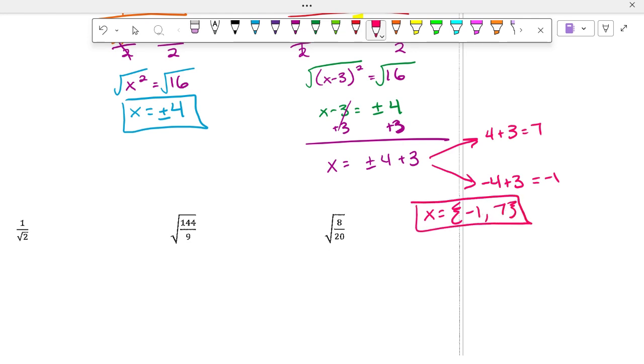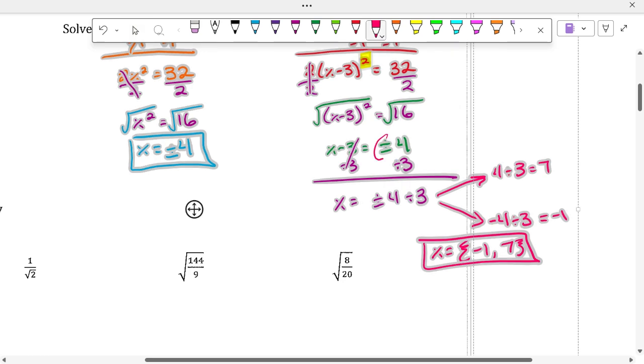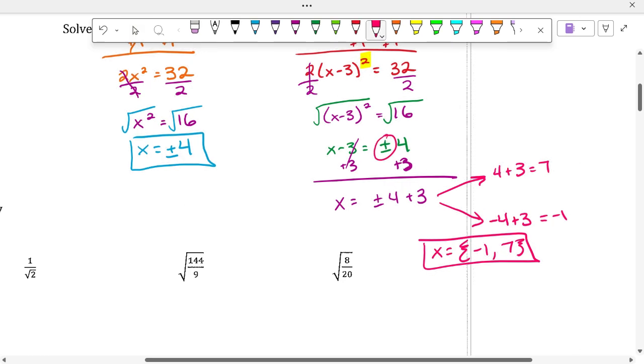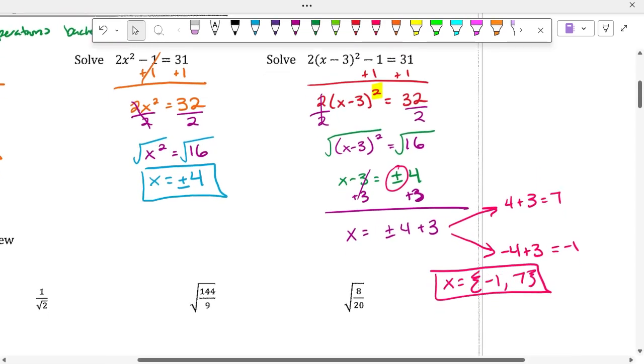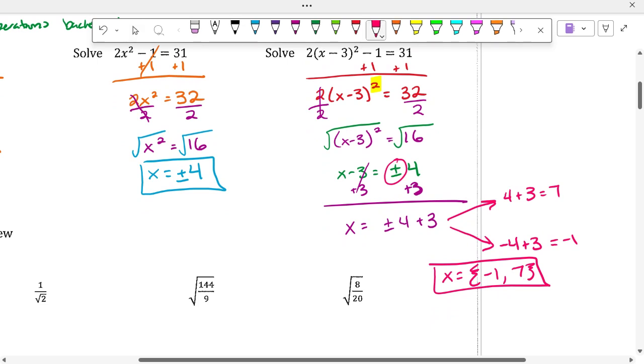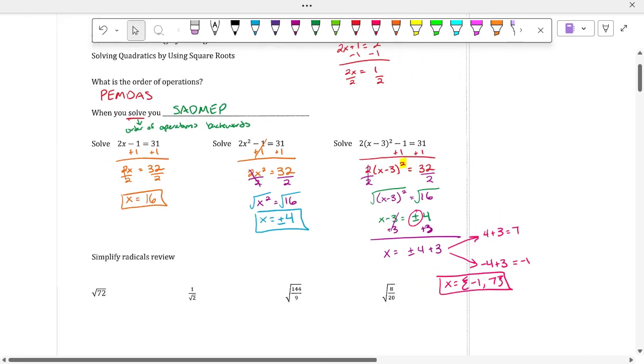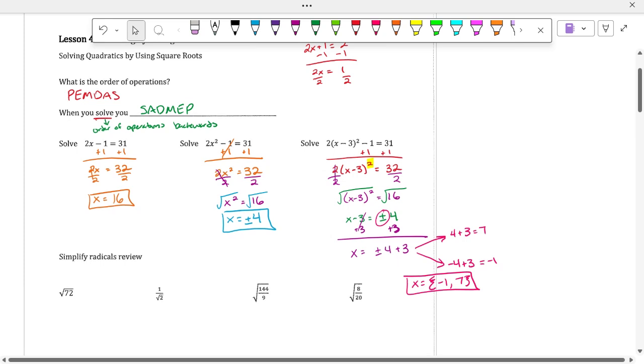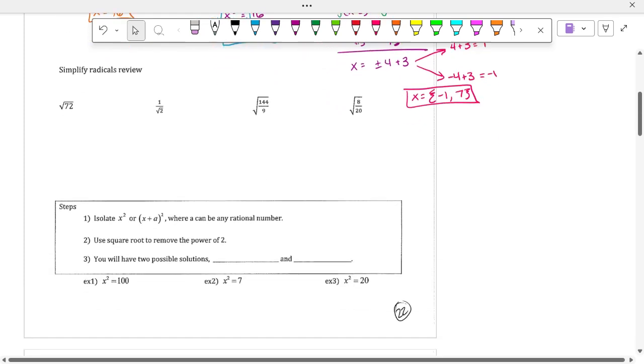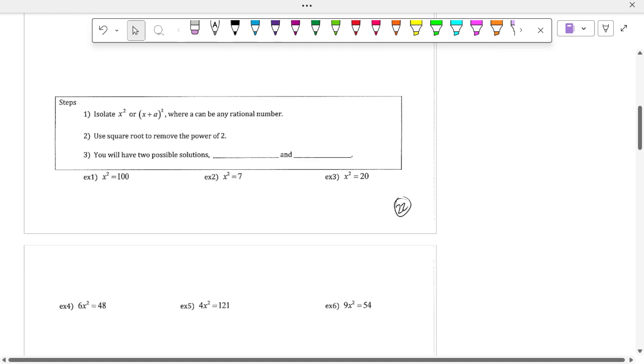So that's why it's really important to write that plus or minus, because if you don't, you're missing an answer. Because you want all values of x that make the statement true. If you plugged each of these values back in for x in your original, it would equal 31 if you evaluated it. Any questions on that? All right, let's do some more.